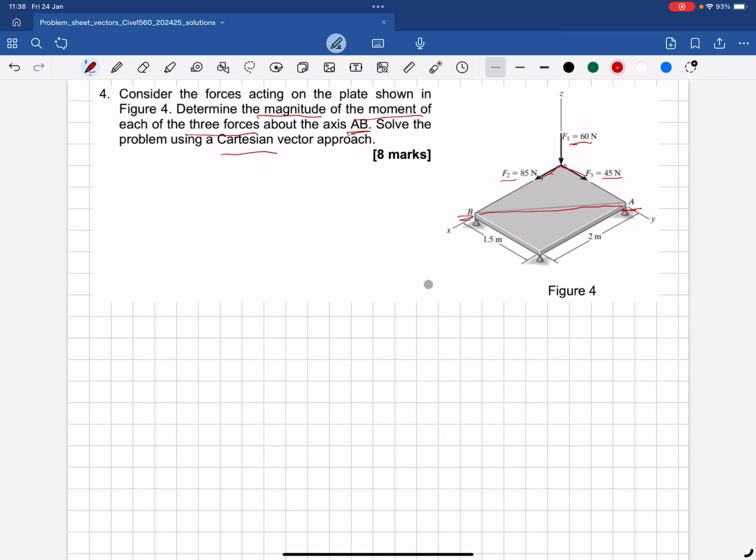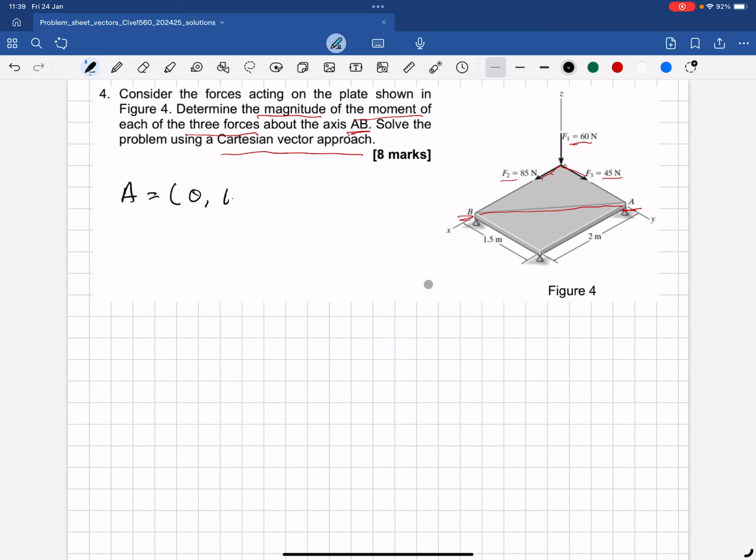If it's saying Cartesian vector approach, it's using coordinate vectors, and you do the calculation in terms of vectors and not geometry. So it's trying to get you to not do it in a geometric sense. Okay, what do we need to do? Now let's first of all write down our coordinates so we're clear from the start.